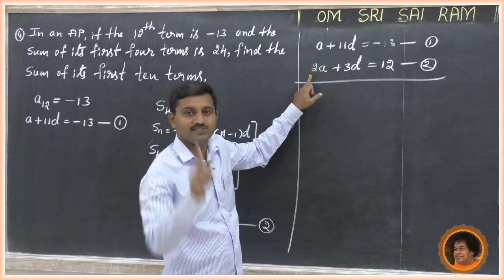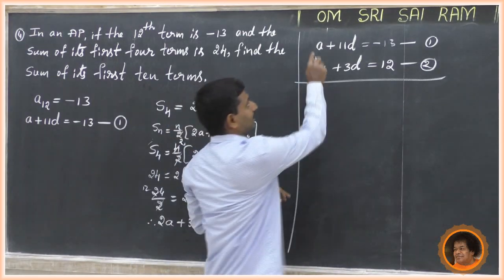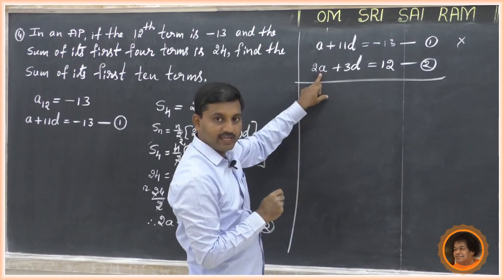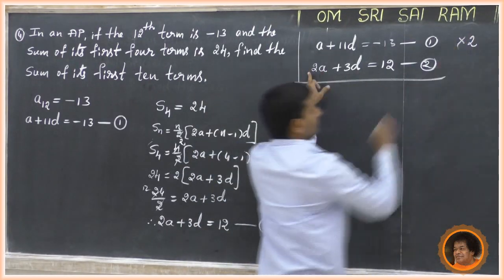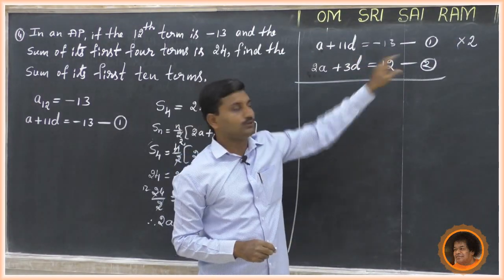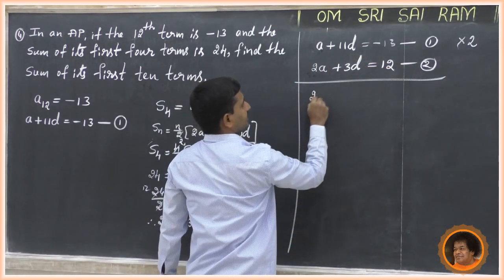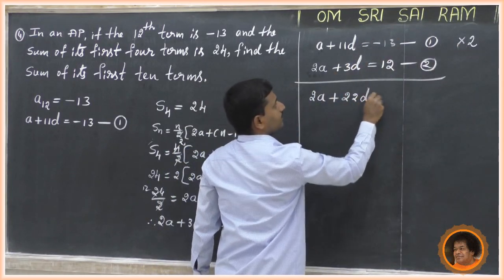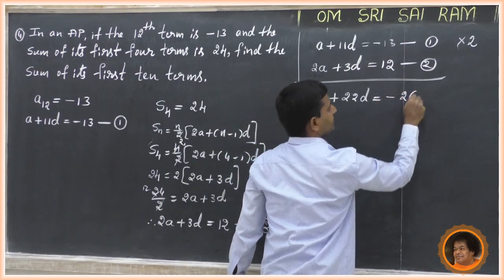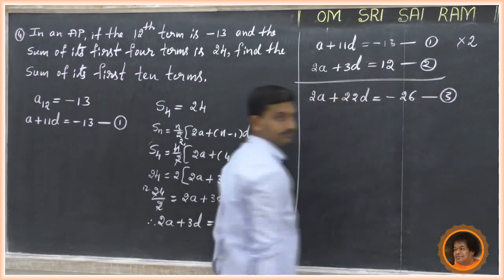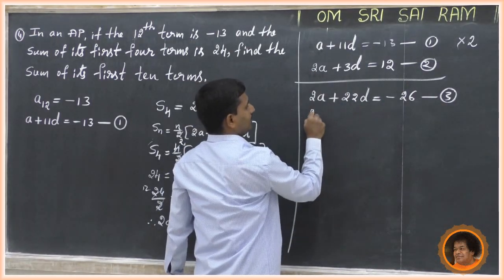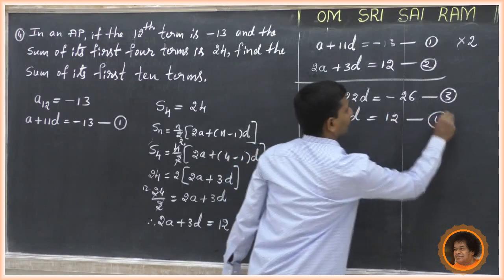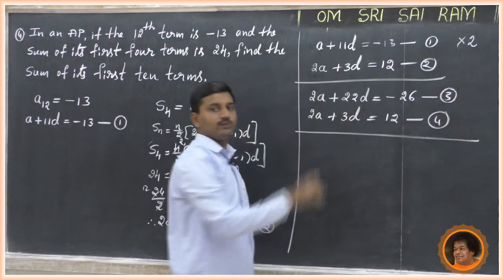To eliminate any one of the variables, the numerical coefficient must be the same. So multiply equation 1 by, so the coefficient of a in the second equation, that is 2, so multiply equation 1 by 2. So 2 into a, that is 2a plus 2 into 11, 22d, which is equal to minus 26. Let it be equation number 3. And the second equation same, 2a plus 3d equal to 12, equation number 4. Now solve equation 3 and equation 4.